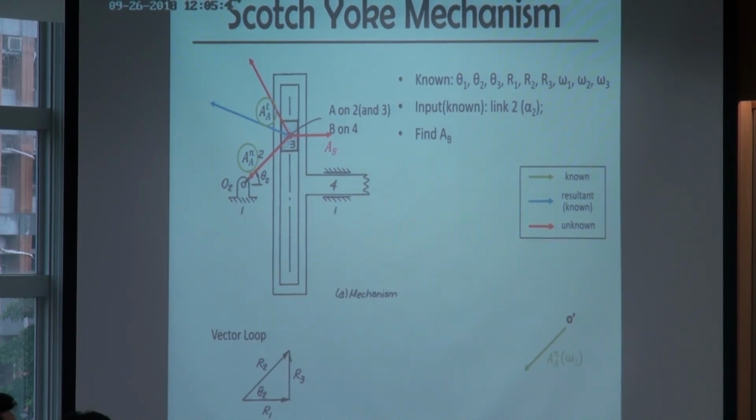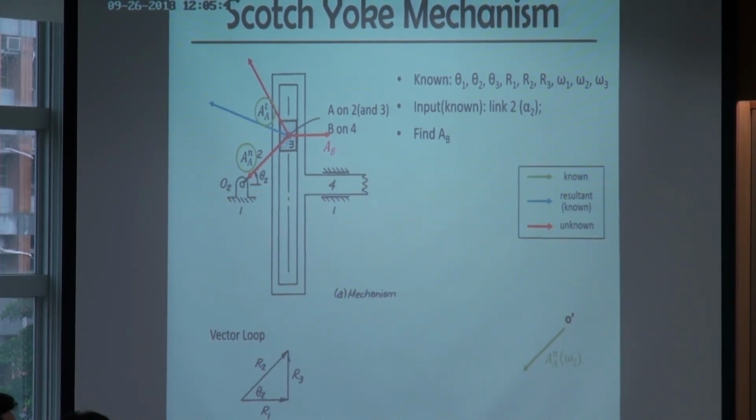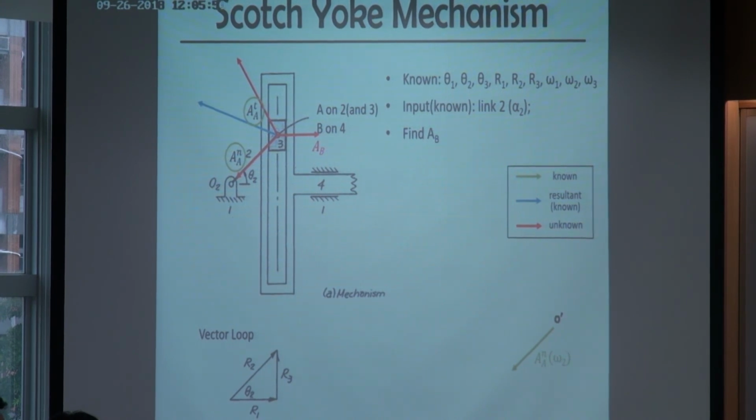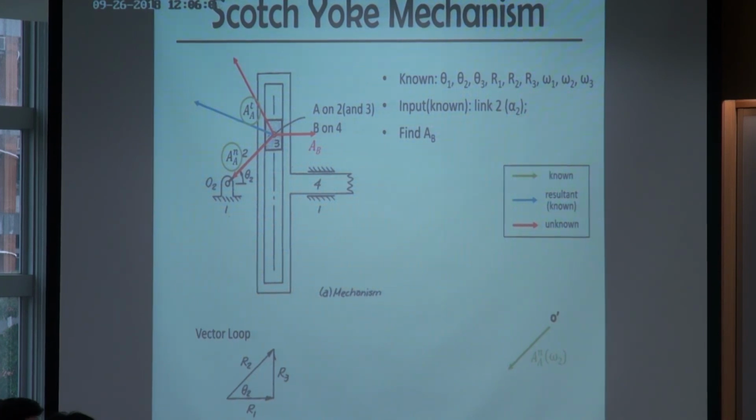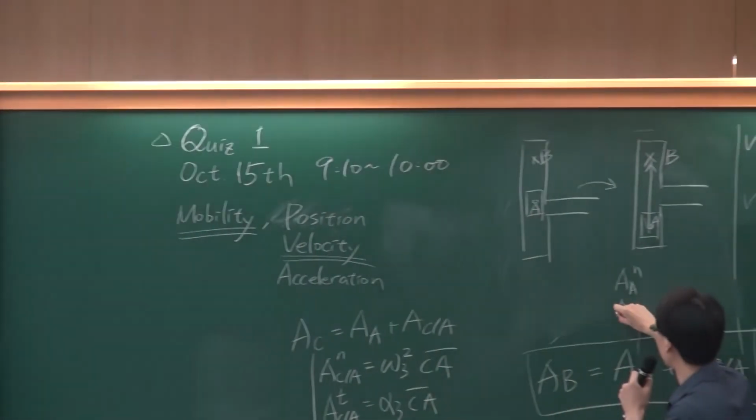This one is A and B. So we'll still use this equation, AB equals AA plus ABA. And we try to find if we know any information about them. Right now, because the input acceleration is given, we know AA. We know everything about AA. We know the AA normal and AA tangent.